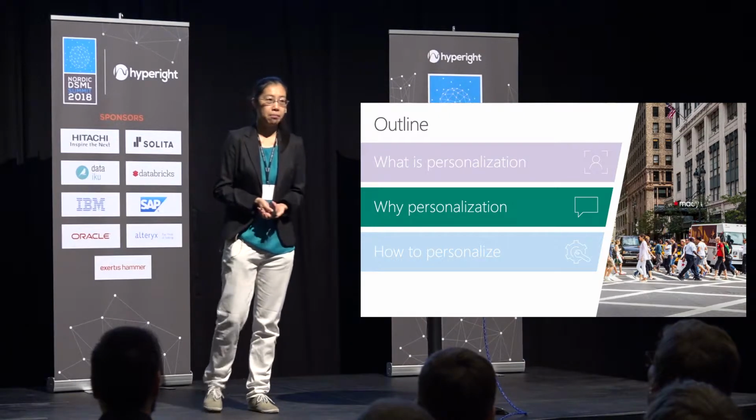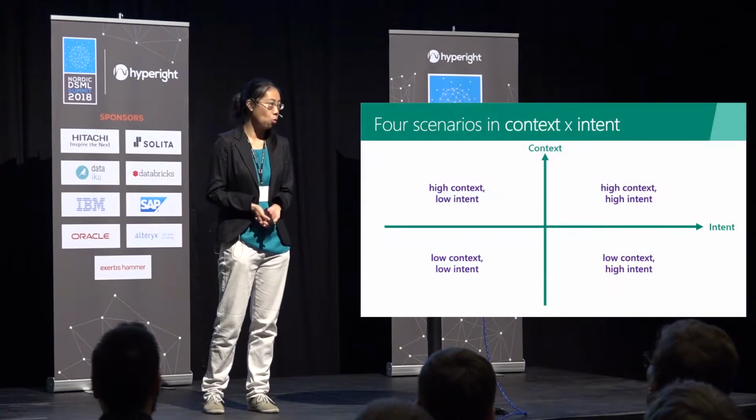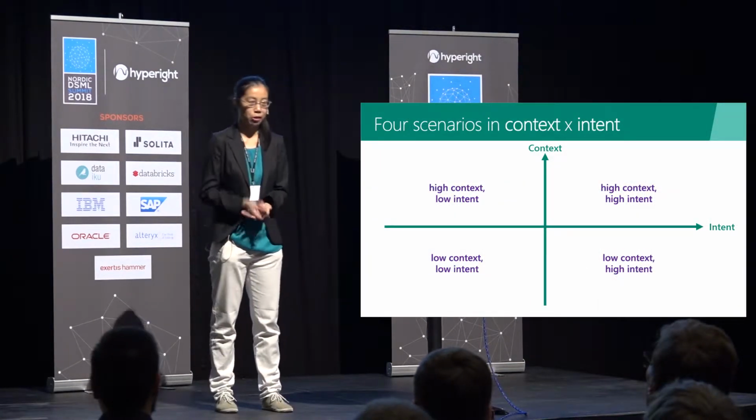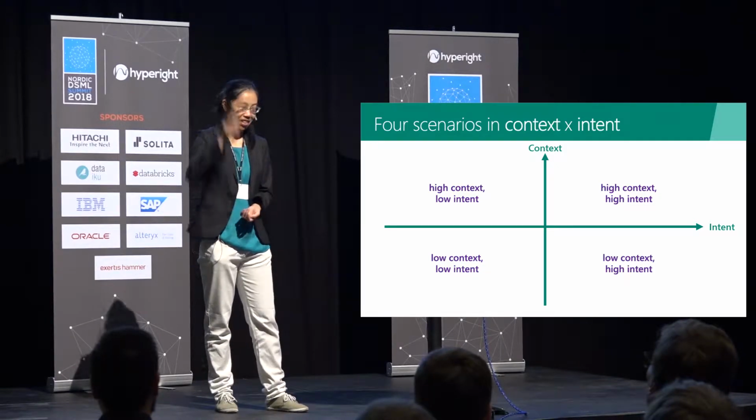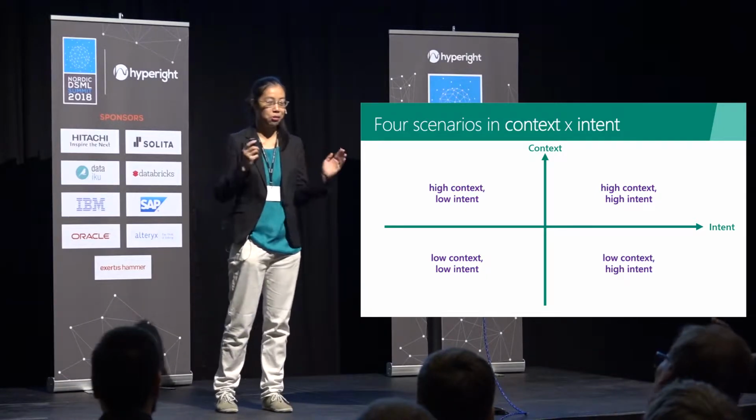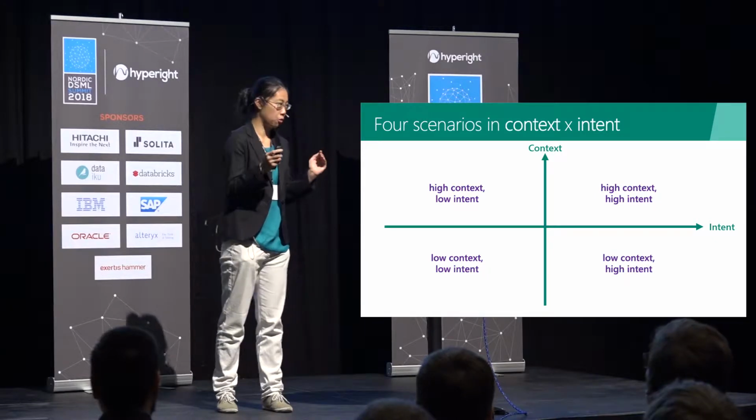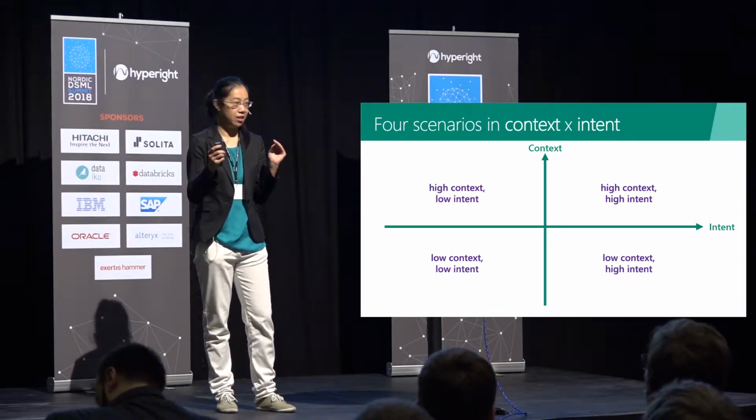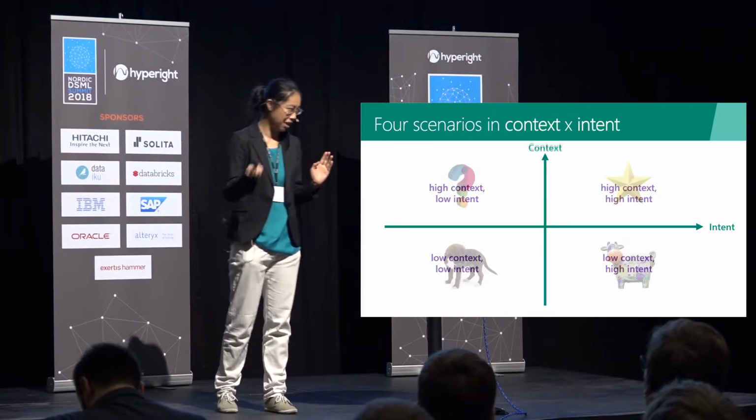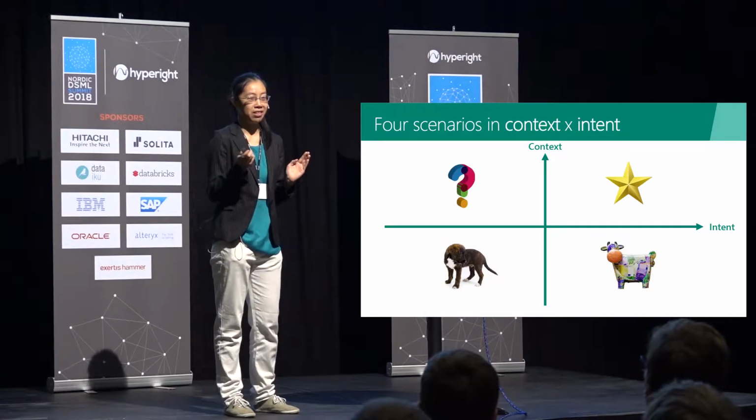With these context and intent dimensions in mind, let's talk about why we want to personalize. I'll try to draw a matrix: high context, low context, high intent, and low intent. Like how much do you know about this exact session? There are, we can say, 4 different scenarios. Well, anyway. Some of you might have heard about something called a BCG matrix.